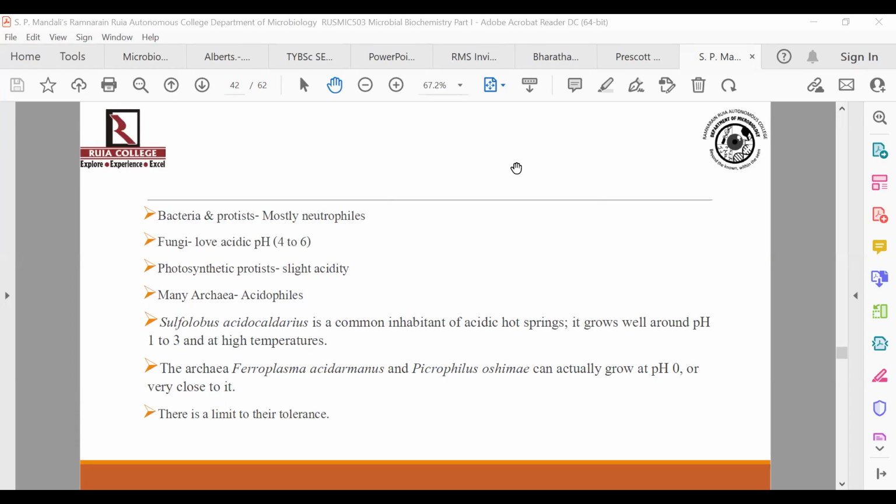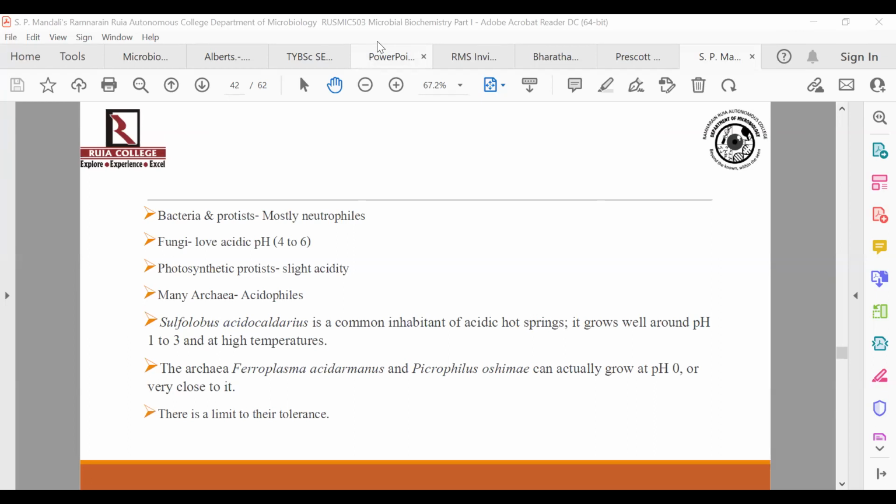Sulfolobus acidocaldarius is one of the common organisms found in hot water springs. Normally, hot water springs attain that temperature because of sulfur-based reactions, and the involvement of sulfur here brings about acidic pH. So this organism can grow pretty well at a pH of 1 to 3 and can also grow efficiently at higher temperatures. As far as the archaea Ferroplasma acidarmanus or Picrophilus oshimae are concerned, they grow even at pH 0 or very close to it, that's between 0 to 1.